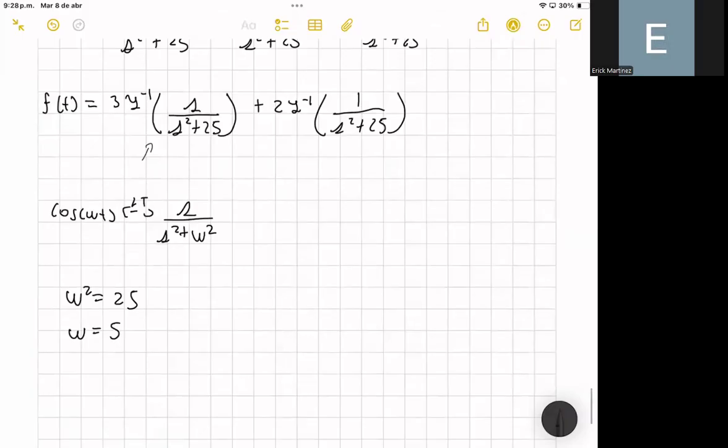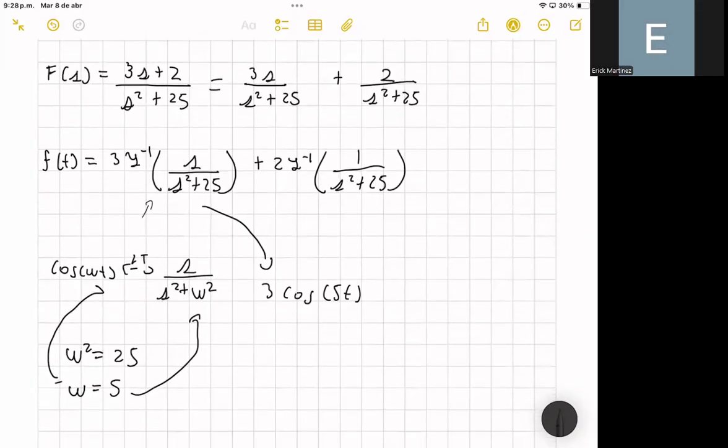So the inverse Laplace transform of this term, if we substitute the value of omega here, we'll have 3 times the cosine of omega, that in this case is 5 times t.